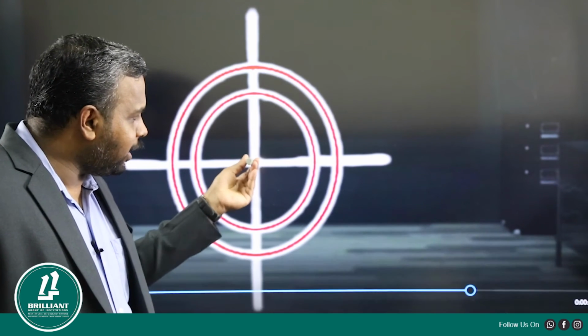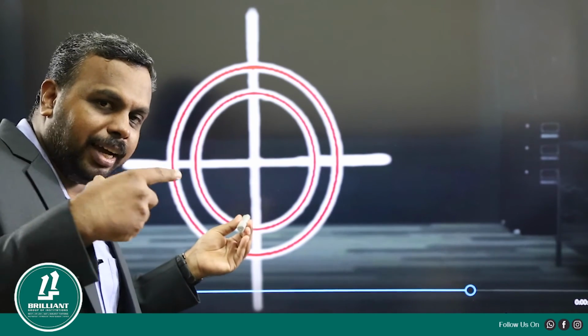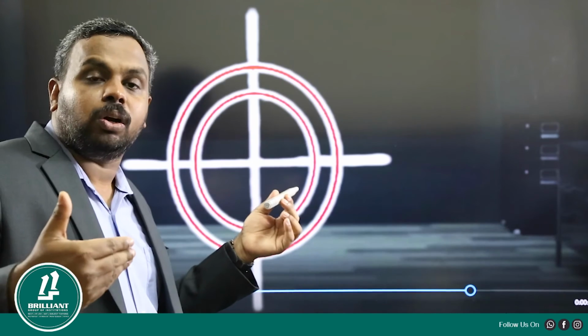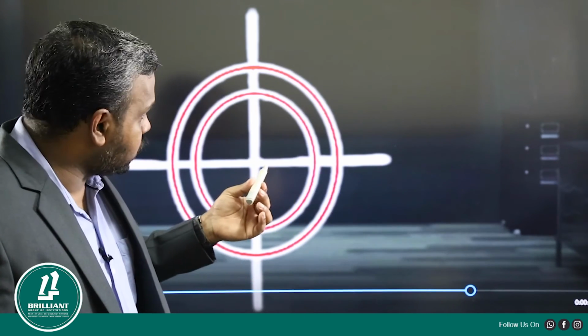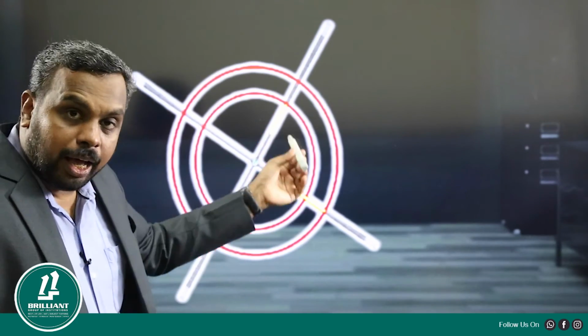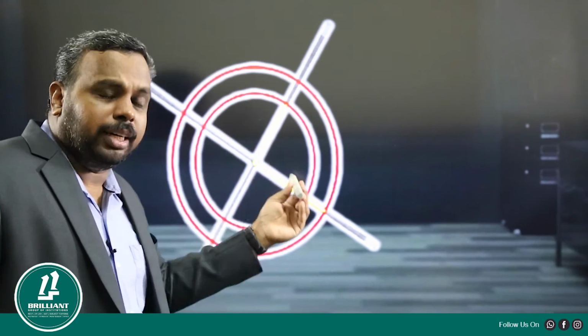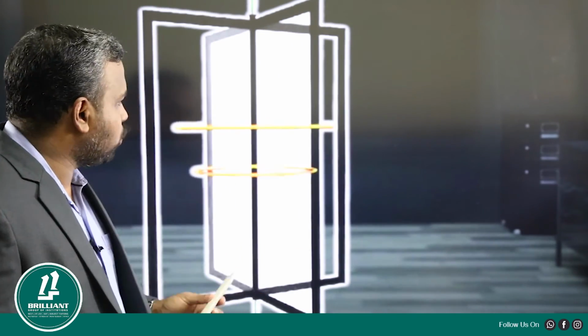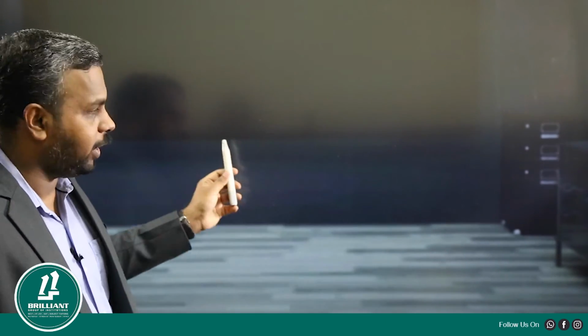If you are drawing a line like this, you can see that line is passing through all the centers, right? Then that line is called what? The axis of rotation. So this body is rotating like this, in a circular path about a common axis, right? That axis is known as the axis of rotation. Look how it is rotating.